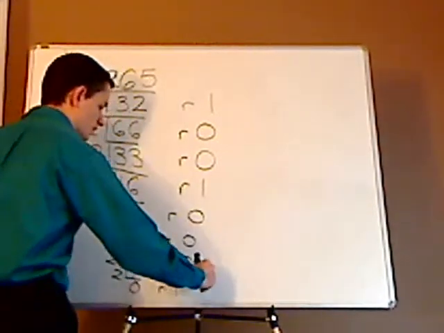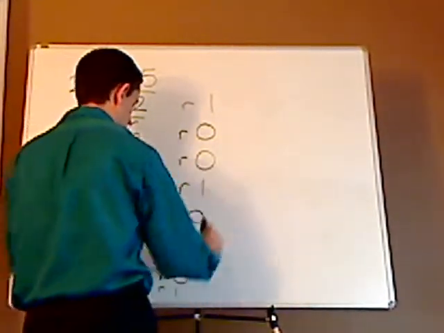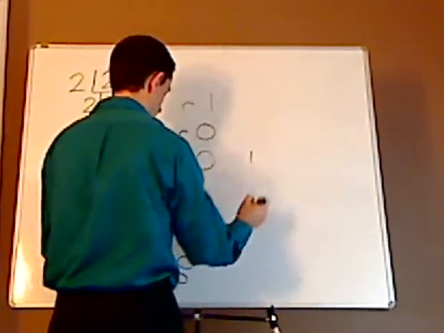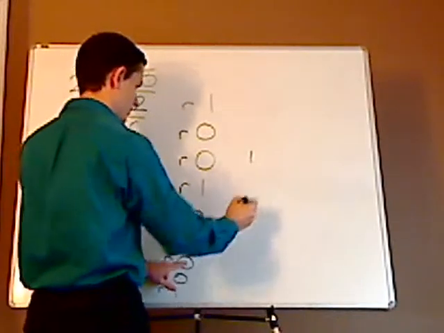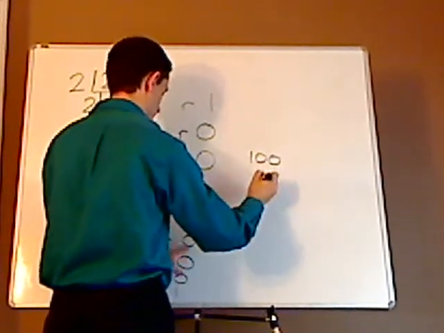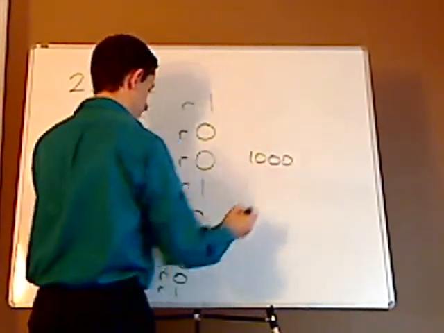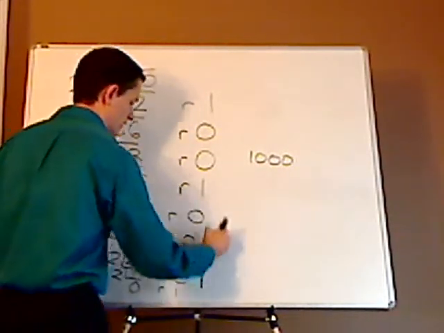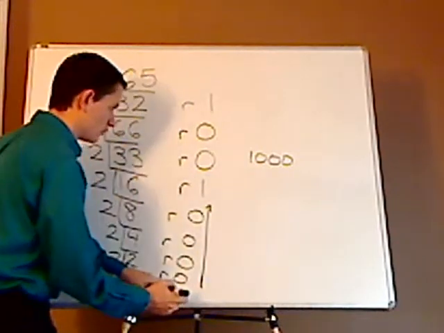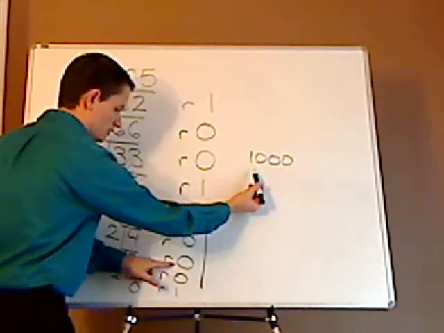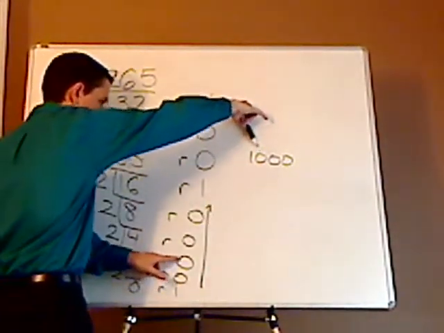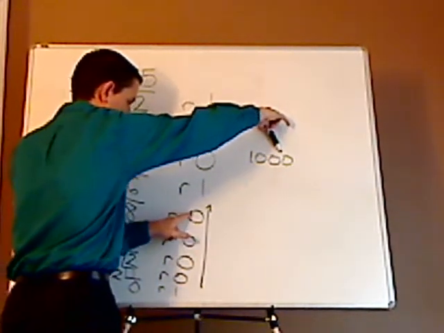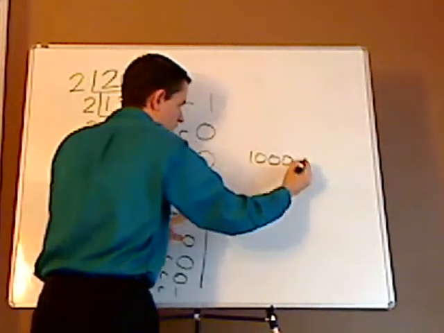And now you want to go into reverse order. So your first number is going to be 1, and then 0, 0, 0, 0, 0, 0, right? I'm just taking this, and I'm going in reverse order. So 1, 0, see that? 0, 0, another 0, that's 4.